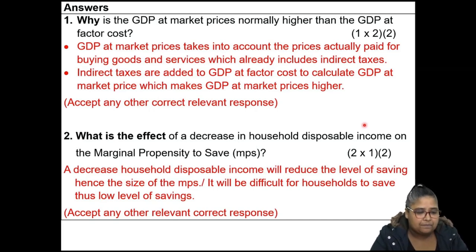Okay, so what is the effect? If I have less disposable income, so a decrease in household disposable income, because I have less money to spend, it will also reduce the level of saving. So I will save less money, and the direct implication of this is that the MPS, the marginal propensity to save, will also be affected, the size of the MPS. So your answer: a decrease in household disposable income, so my income has decreased, will also reduce the amount of money that is being saved, as well as the size of the MPS. Alternatively, you can also say it would be difficult for households to save. Thus, there will be lower levels of savings.